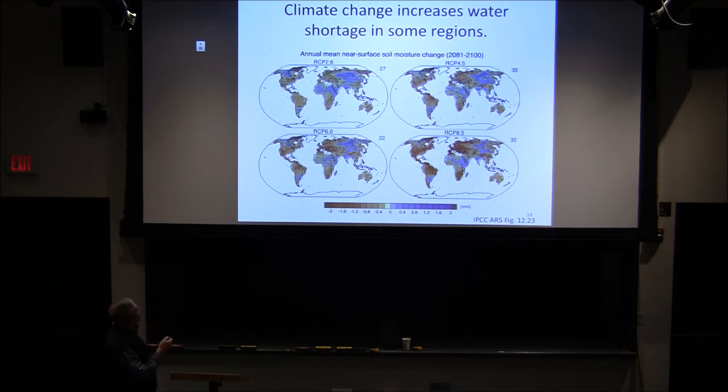This is a graph of changes in near-surface soil moisture. When the near-surface soil moisture becomes red in these maps, it means that you've got drought in agricultural lands because the soil is drier. And when it becomes blue on these maps, the soil is actually wetter and there's more water for agriculture. And these are the different IPCC scenarios. Remember, 2.6 is the one consistent with the Paris Agreement: atmospheric CO2 rising to mid-century and then slowly falling.